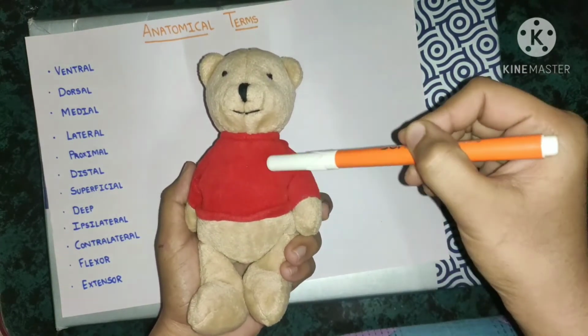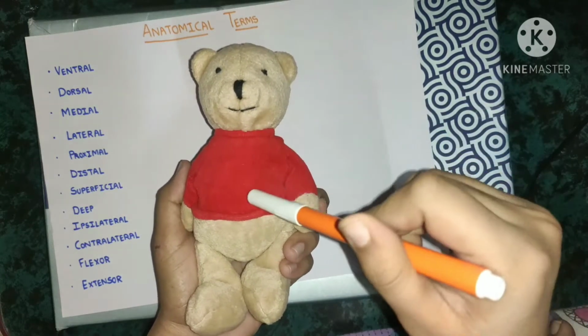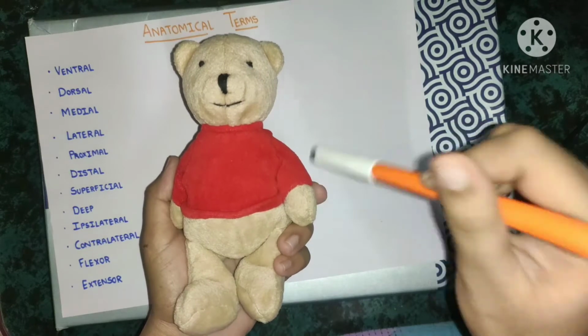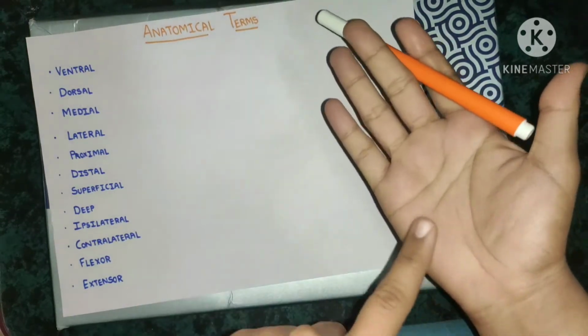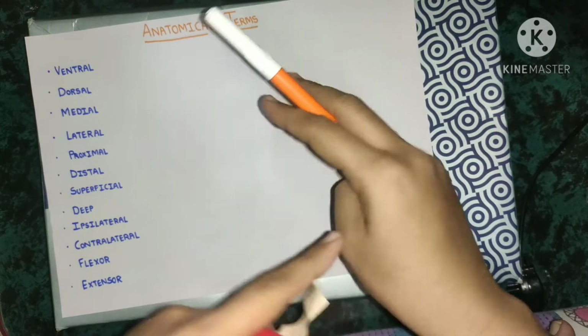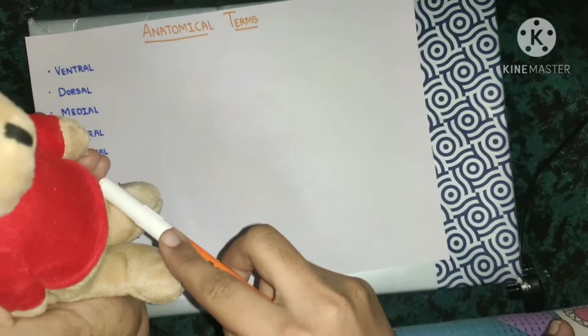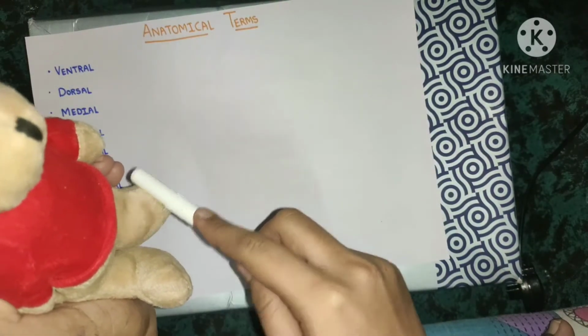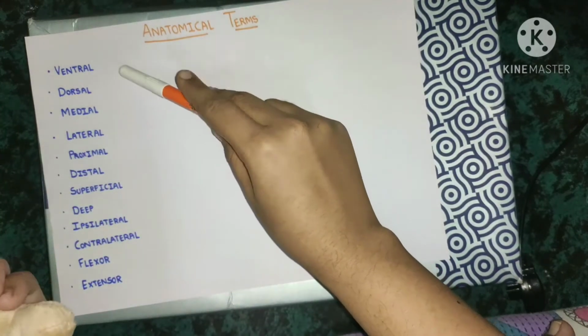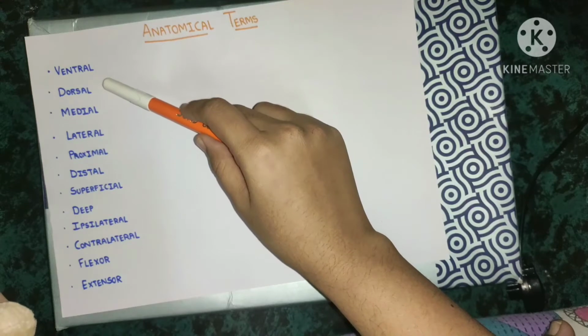With respect to our trunk, the umbilical part is known as ventral. With respect to your upper limb, your fingers and palm is known as ventral and the back part is known as dorsal. Same here, the front part of the lower limb is ventral and back part is dorsal. So front part is ventral and back part is dorsal.